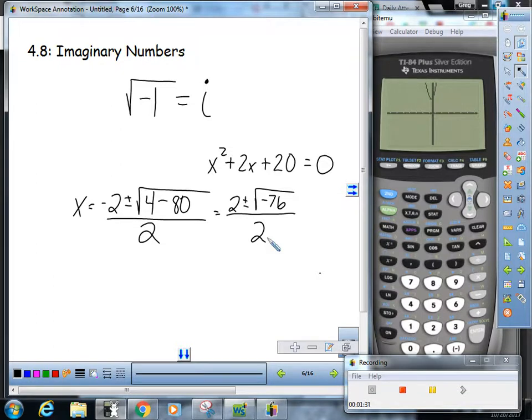Okay? Notice, what do we have here? We have a negative under the radical. And that's not allowable in math unless you're working with imaginary numbers. Now, what the heck are imaginary numbers used for? I can only tell you one thing, and that's fractals.